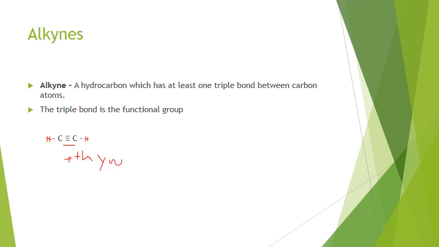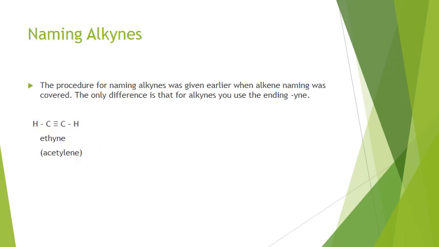Notice that if it had one bond, it'd be ethane. If it had just a double bond, it'd be ethene. Now, what's the shape around this molecule here? Around this carbon, it has two things attached to it, no lone pairs. This is linear, and this carbon here is also linear. So there it is again.